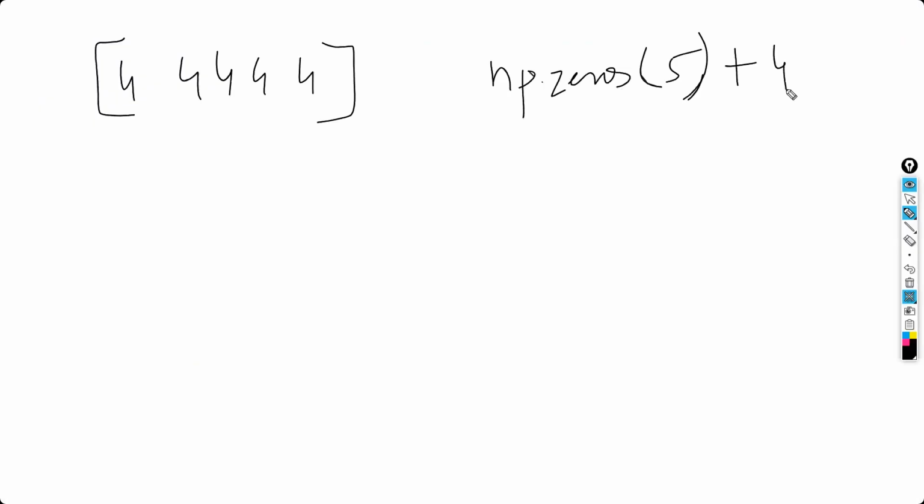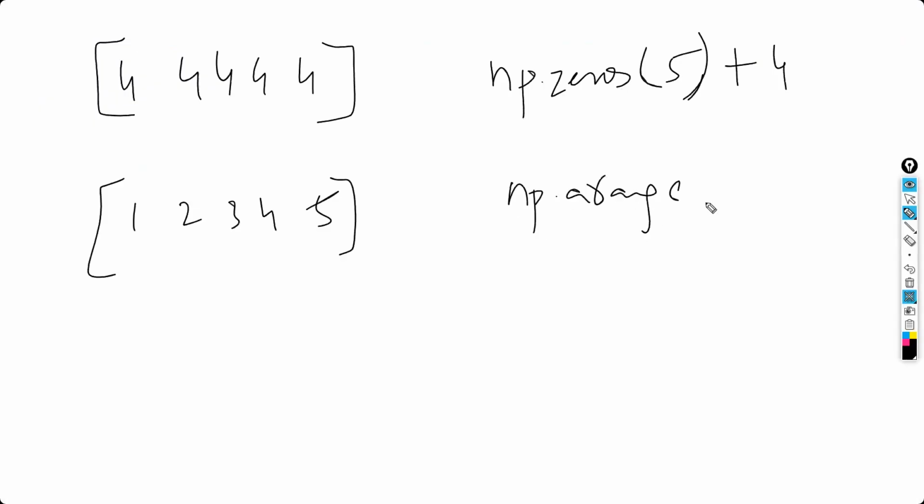4. Right? Sir, I want to take 1, 2, 3, 4, 5. If this is the requirement, what do you have to do? np.arange. Arange of 1 to 6. 1 to 6 means automatically you are going to get 1 to 5.